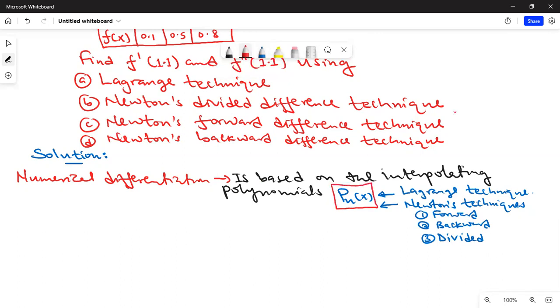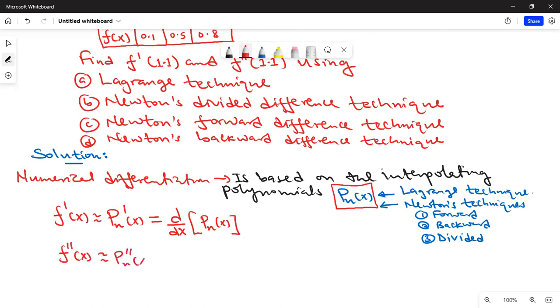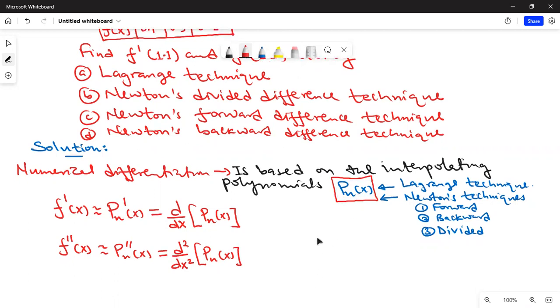So once you have the polynomial, what are you supposed to do? So now, to get f prime of x is approximately equal to Pn prime of x. And when we write f prime, it means derivative with respect to x. So this is equals to derivative with respect to x of Pn of x. When you want f double prime of x is approximately equal to Pn double prime of x. So this is the second derivative, d squared over dx squared of Pn of x, etc. Higher order derivatives are evaluated in the same manner.